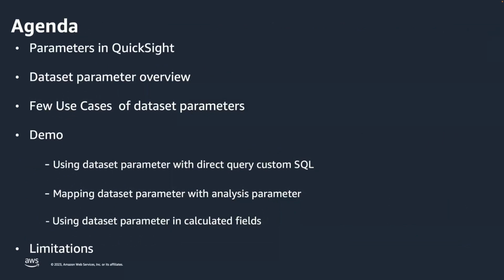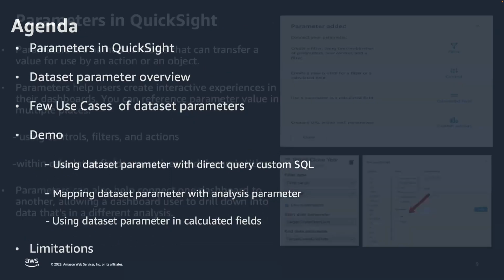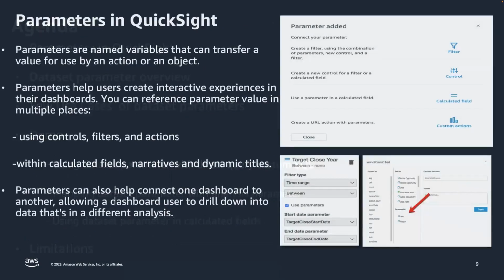in QuickSight. So before we dive deep into dataset parameter, let's recap parameters in QuickSight. Parameters are the variables in QuickSight that help you to transfer values or user actions. It helps you to create interactive experiences. For example, you can set values of parameter using control or actions. You can also reference parameters in calculated field and narratives. And it helps passing value across multiple sheets in QuickSight dashboards.